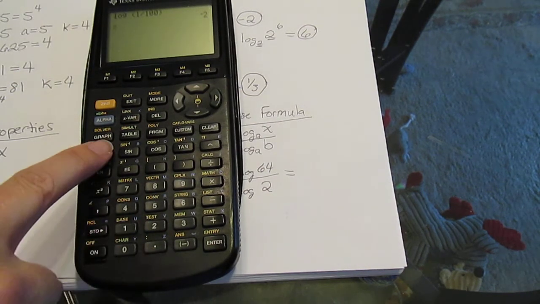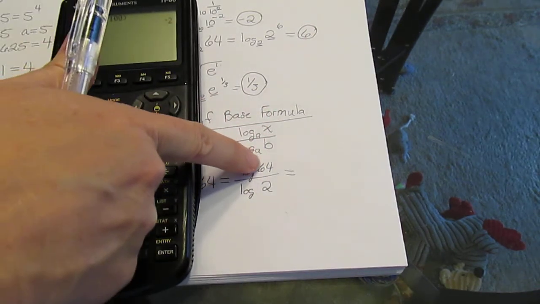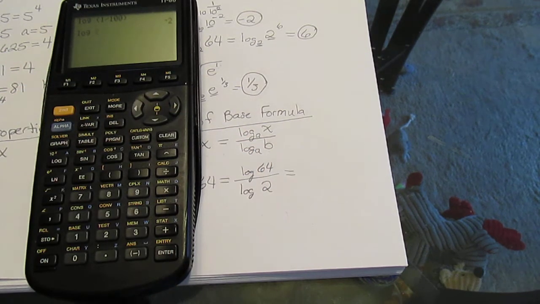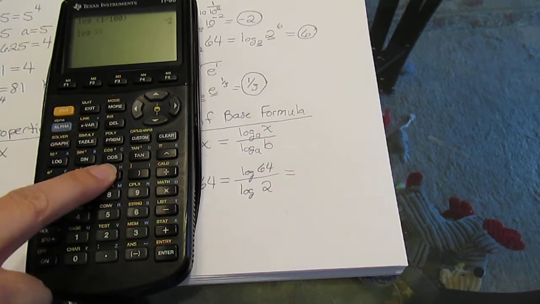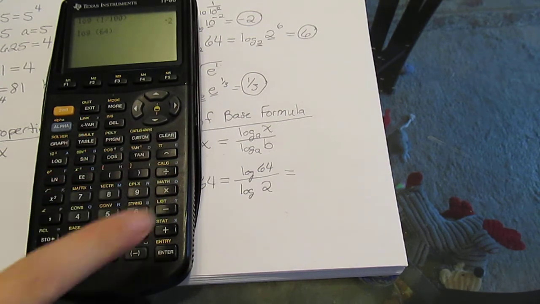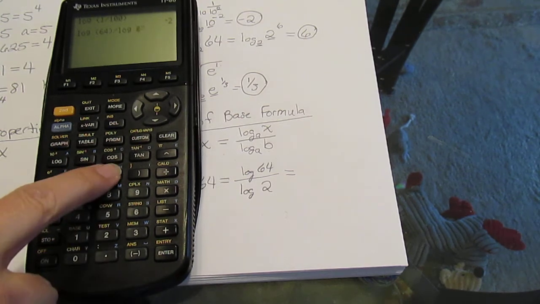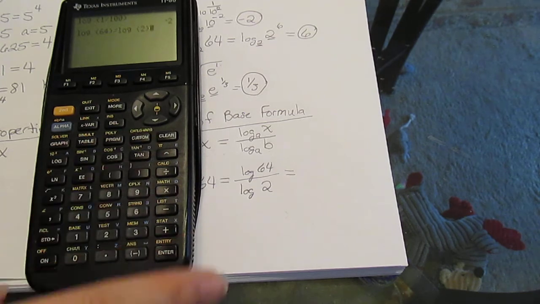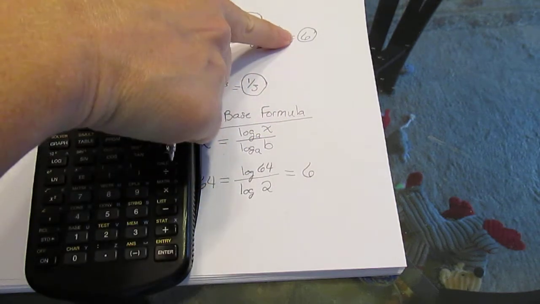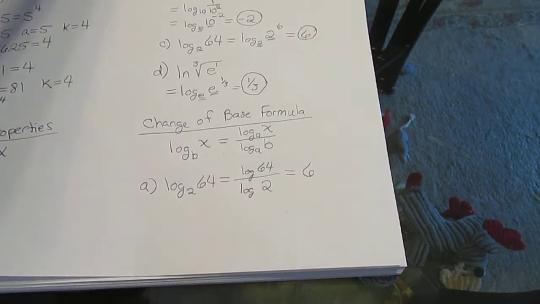So I've got log, and I like to put it in parentheses. It won't really matter for this one since you have just single numbers that you're taking the log of, but in case it's more complicated, I like parentheses to be in there. So I'm going to put parentheses 64, close the parentheses, then divided by log parentheses 2. Press enter, and it gave me 6. That's what we were hoping for because we had figured out that problem up here. Okay, so now you've got 2 different ways to do that problem.